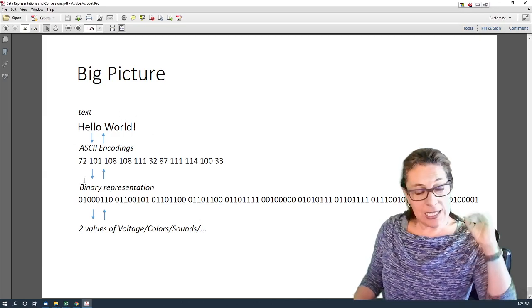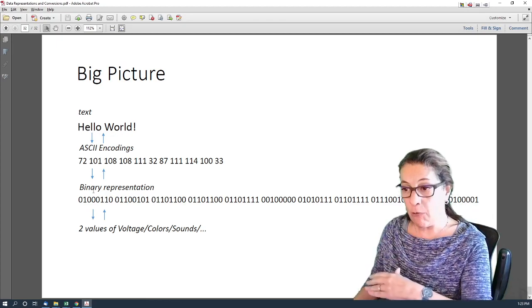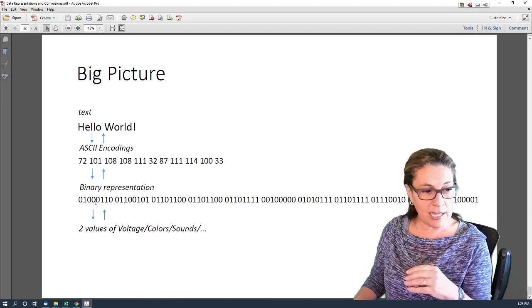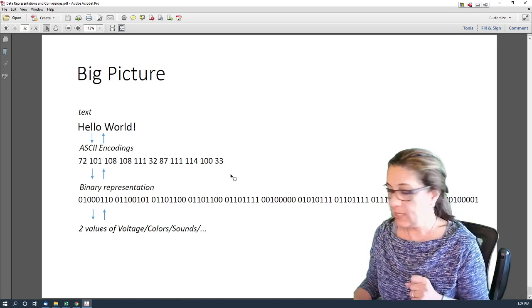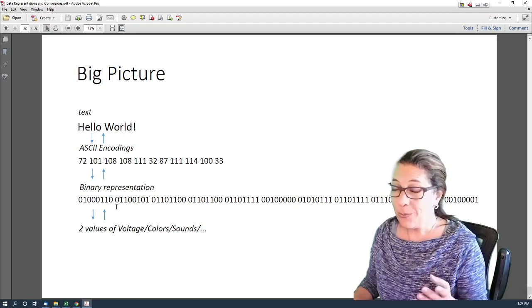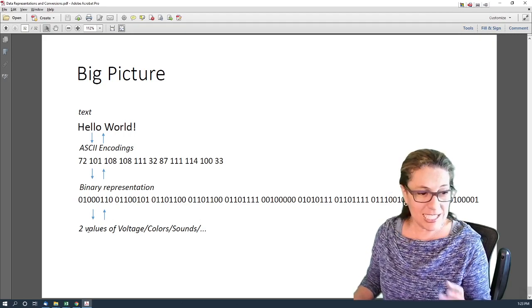That in turn is represented in binary representation in computers. So here's the binary representation of those numbers over there, this train of zeros and ones. And what is this really in computers? Well, it's just these two values of voltage.